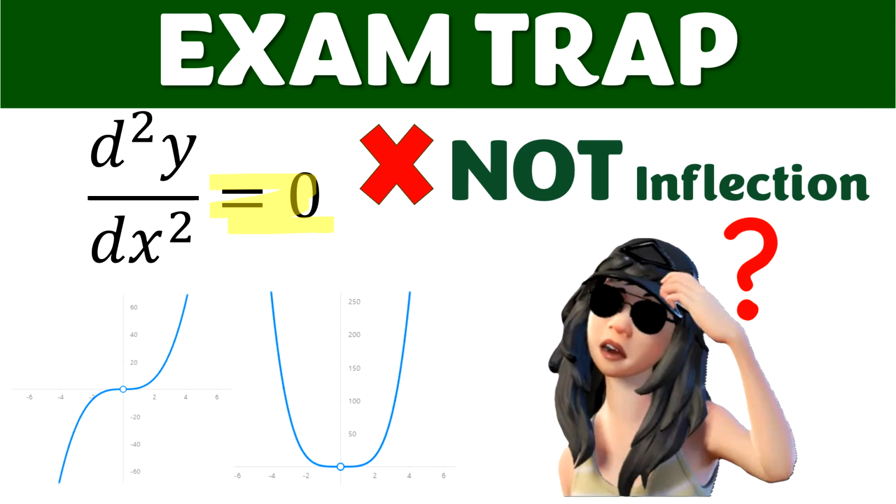Let me ask you a very common question. If the second derivative is equal to 0, does it mean the point is a point of inflection? Take a moment to think. Is the answer yes or no? Most students will say yes, but this is not always correct. It is a common conceptual error.